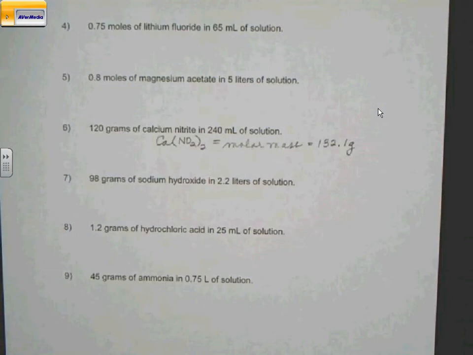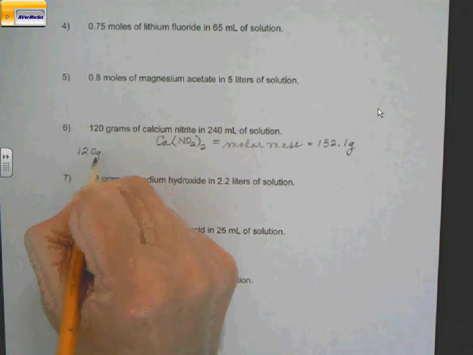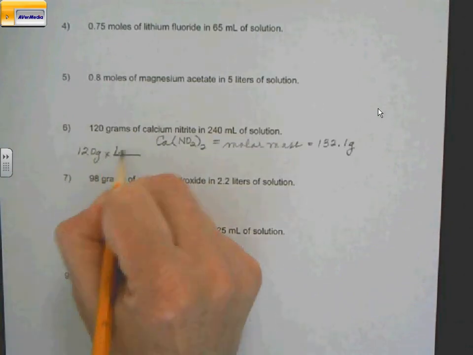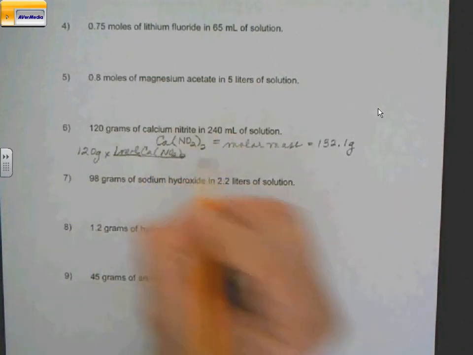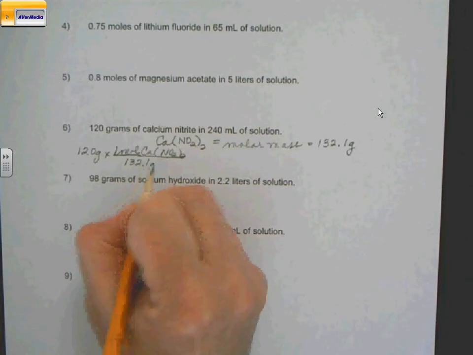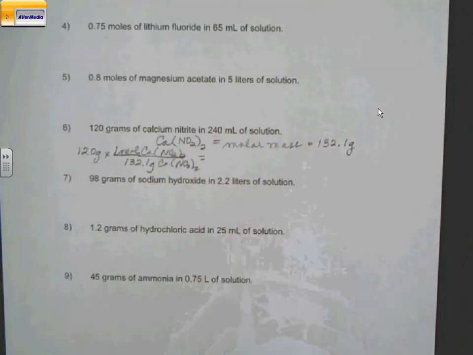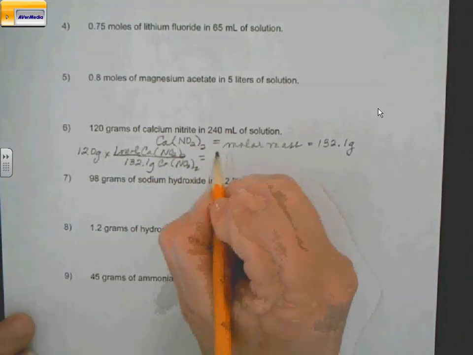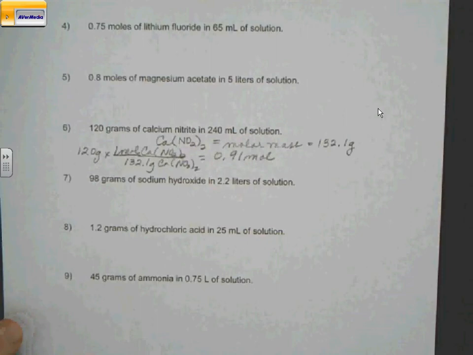So you have more than a mole or less than a mole? Less. Okay, so 120 grams times 1 mole over 132.1 grams. I worked this problem out earlier, and I got 0.91 moles. That makes sense because if 132 is 1 mole, and we have 120 grams, we have a little less than a mole, so 0.91 makes sense.